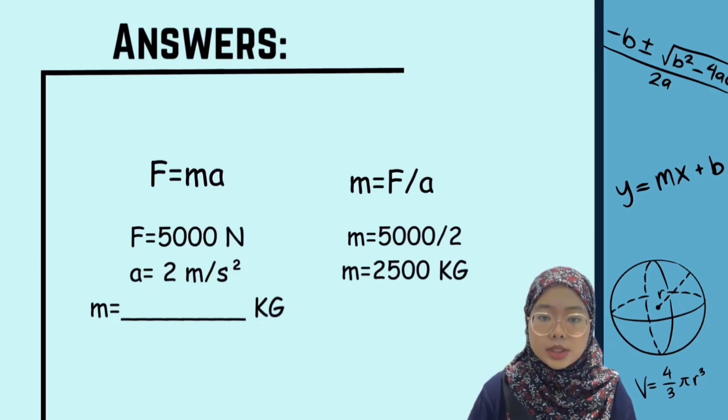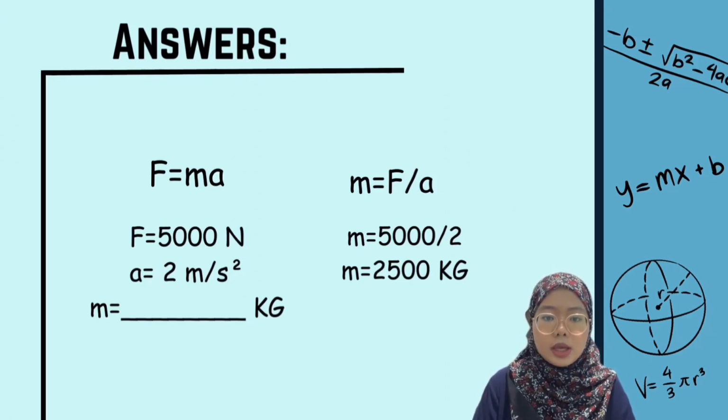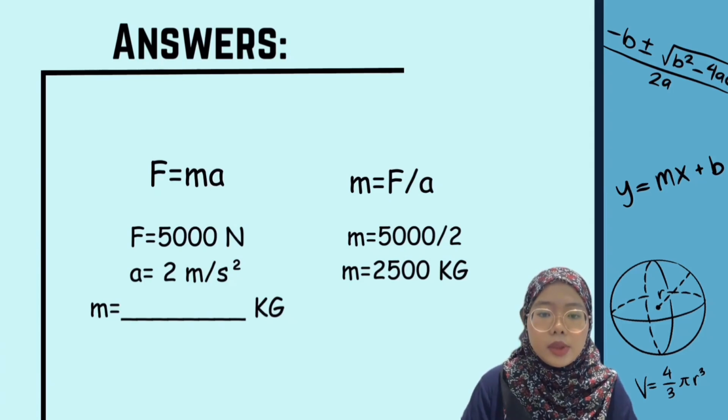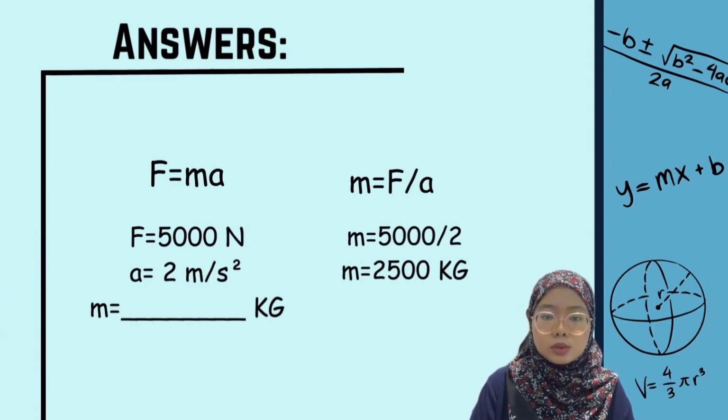From the question, we have the information F equal to 5,000 Newtons and a equal to 2 meters per second squared. So we need to find the mass. We use the formula m equal to F over a, where 5,000 over 2 is equal to 2,500 kilograms.